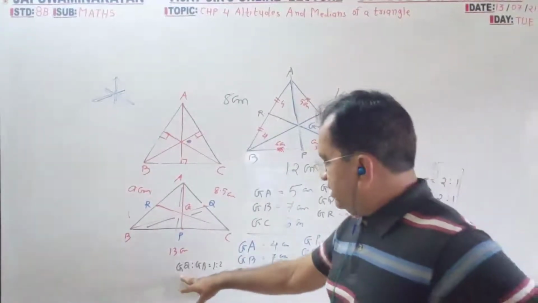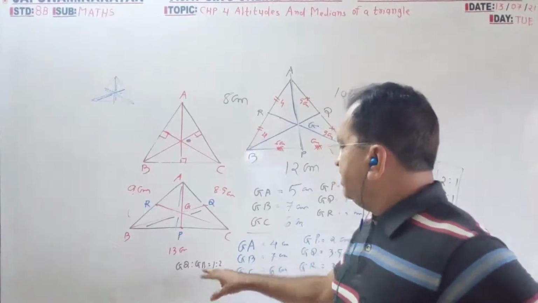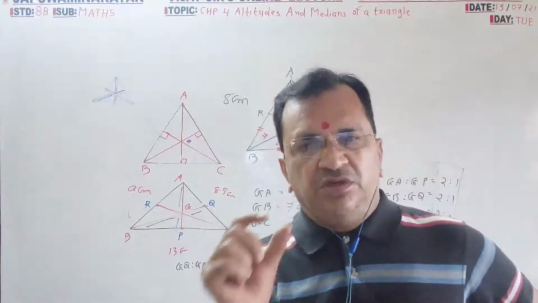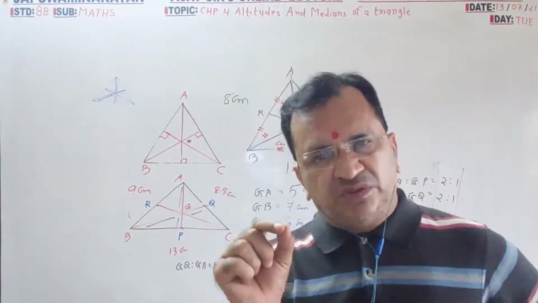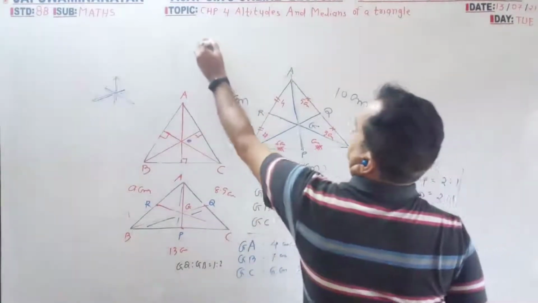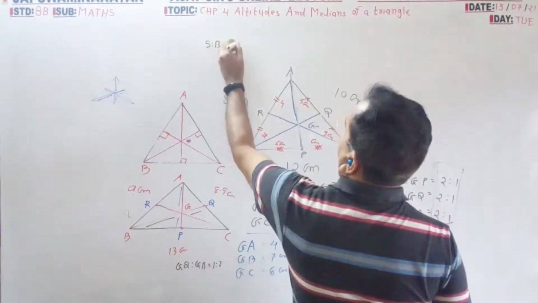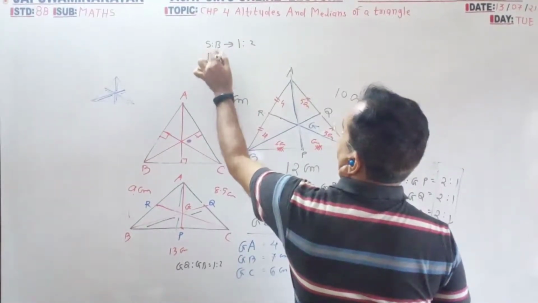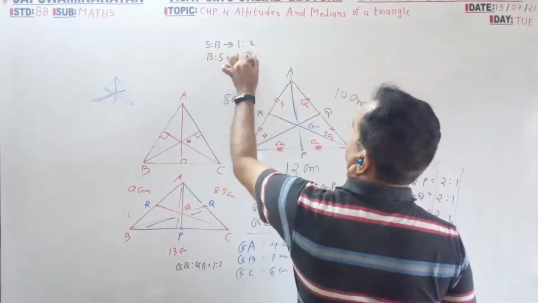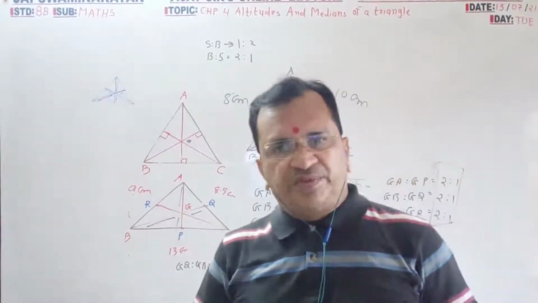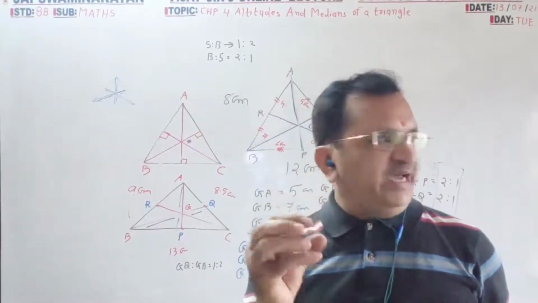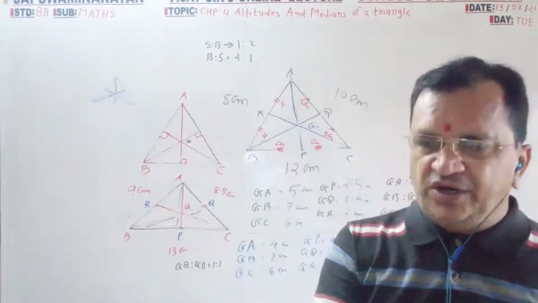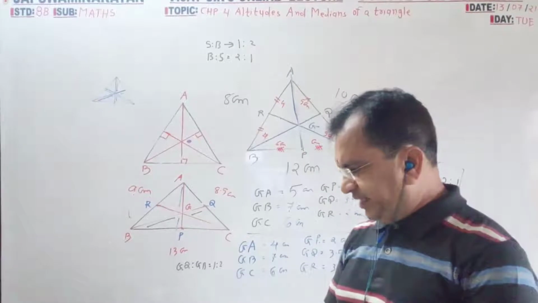Now here GQ, BC. GQ and BC, so small and big, so write 1 is to 2. Big and small, so write 2 is to 1. Small is to big, always write 1 is to 2, sorry. And big is to small, 2 is to 1. Follow? So like that, in median and altitude you have to draw, then measure, then you have to write the numbers.